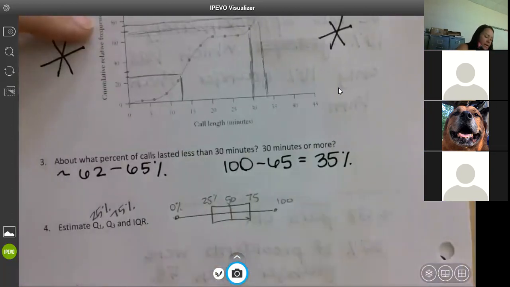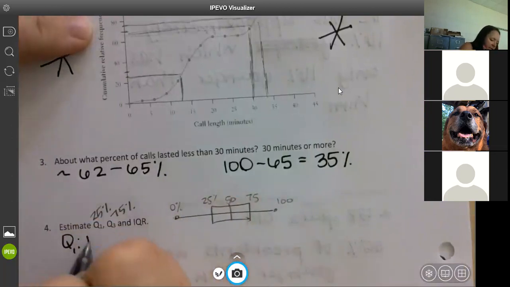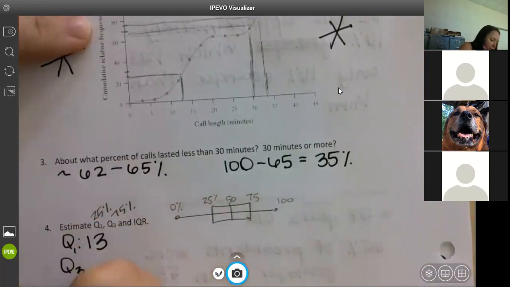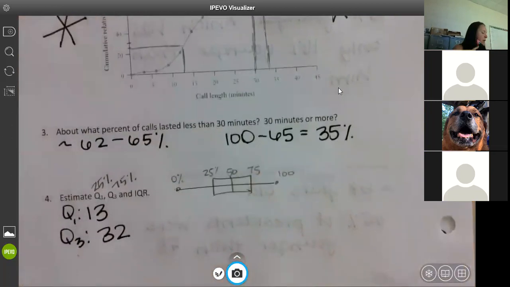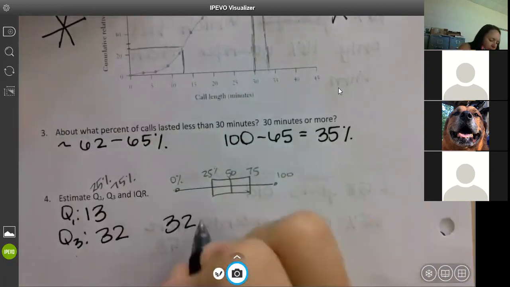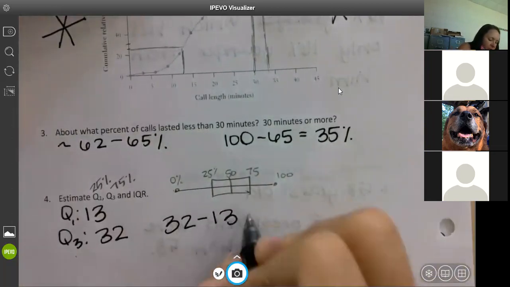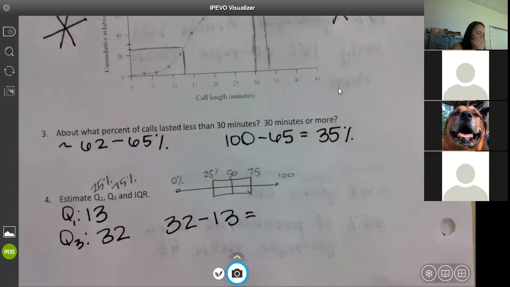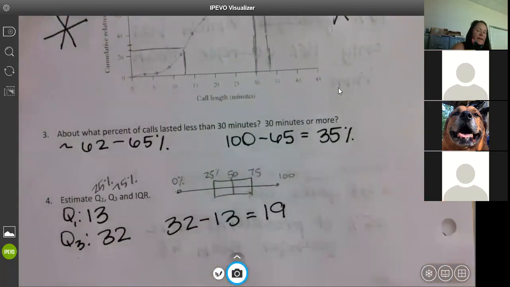Your Q1 estimate is approximately 13. Your Q3 estimate is approximately 32. And then how do I find IQR? Just subtract 1 from 3. So 32 minus 13 gives me 19.